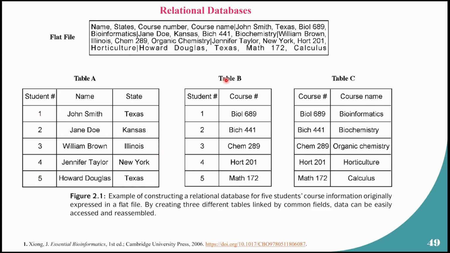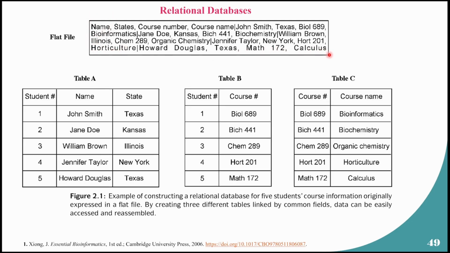For the next table search, you do not have to perform an exhaustive one. You can just see that corresponding to students 1 and 5, which courses are there, right? So corresponding to students 1 and 5, you will see one is only taking Biology 689, which is bioinformatics, as can be seen in table C. So in this case, for table B and table C, you did not have to do an exhaustive search as you had to do in the case of a flat file database. So that is the advantage here.